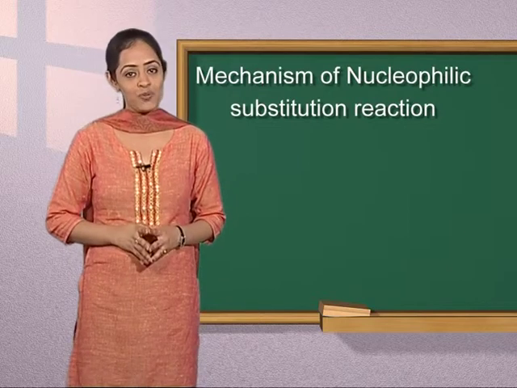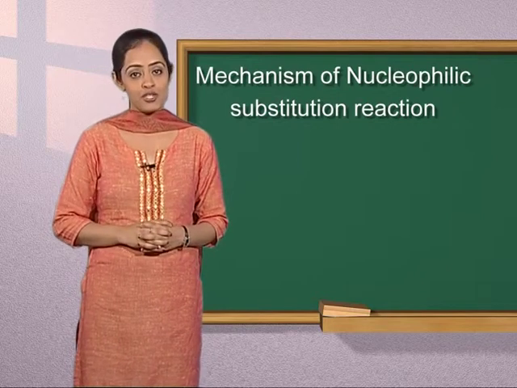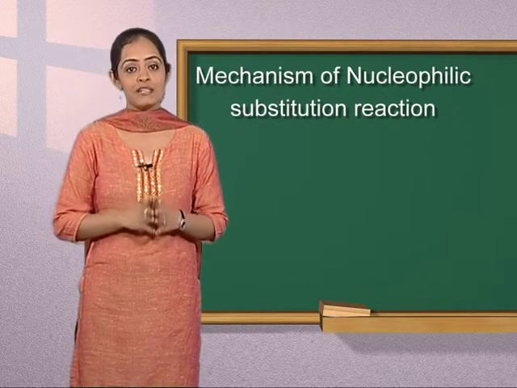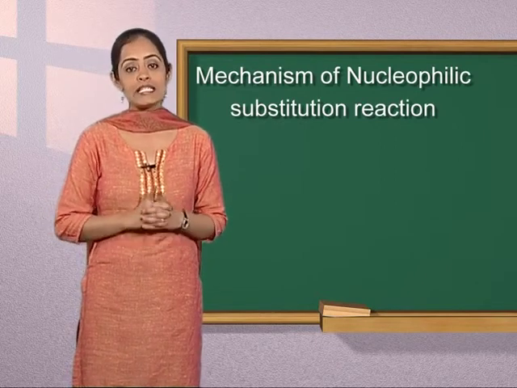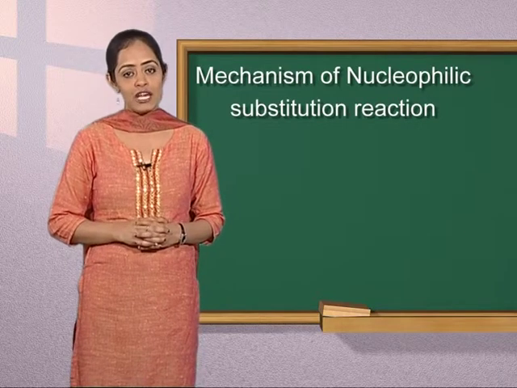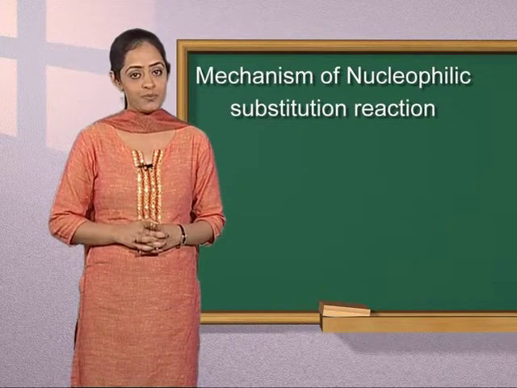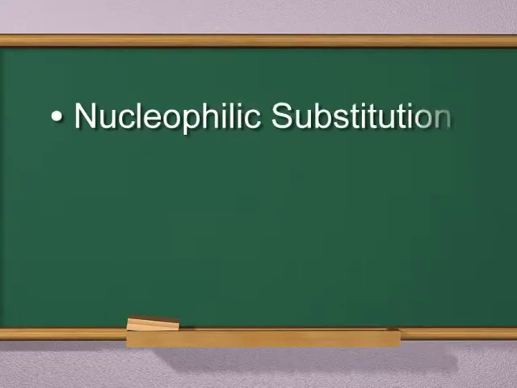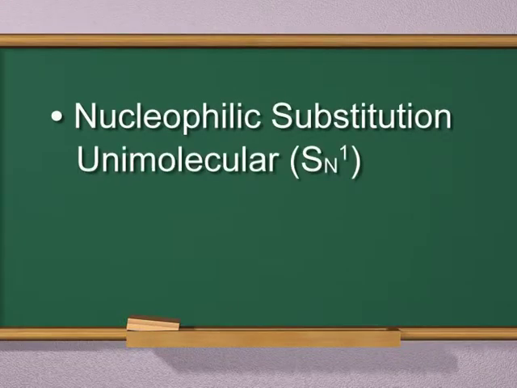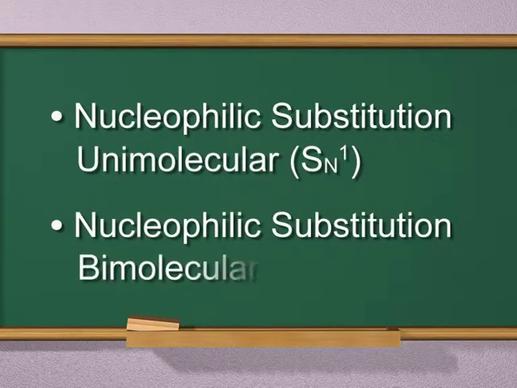In this substitution, there is duality in mechanism. In certain substitution reactions, the rate of reaction is dependent on concentration of nucleophile, while the rate in certain other substitution reactions is independent of the concentration of nucleophile used. These two mechanisms are termed as nucleophilic substitution unimolecular or SN1 and nucleophilic substitution bimolecular or SN2.